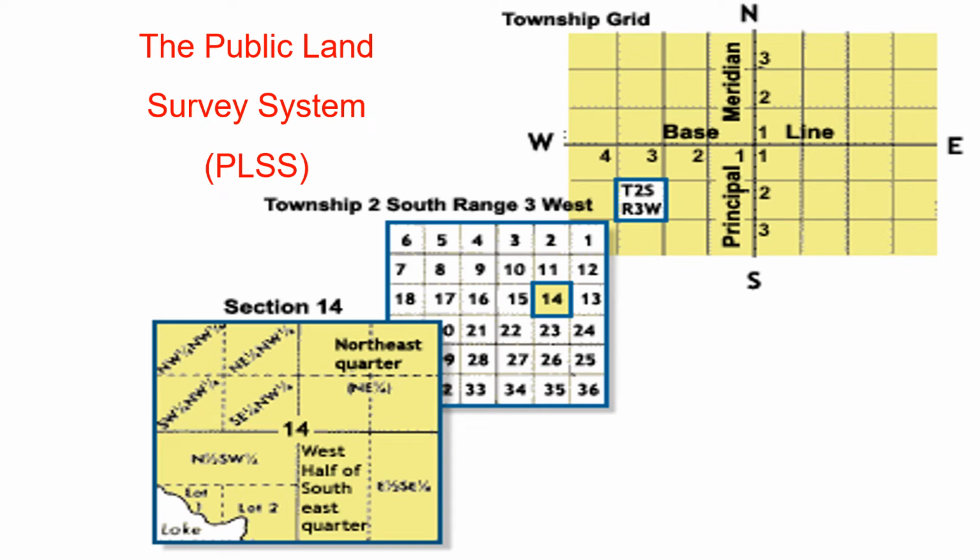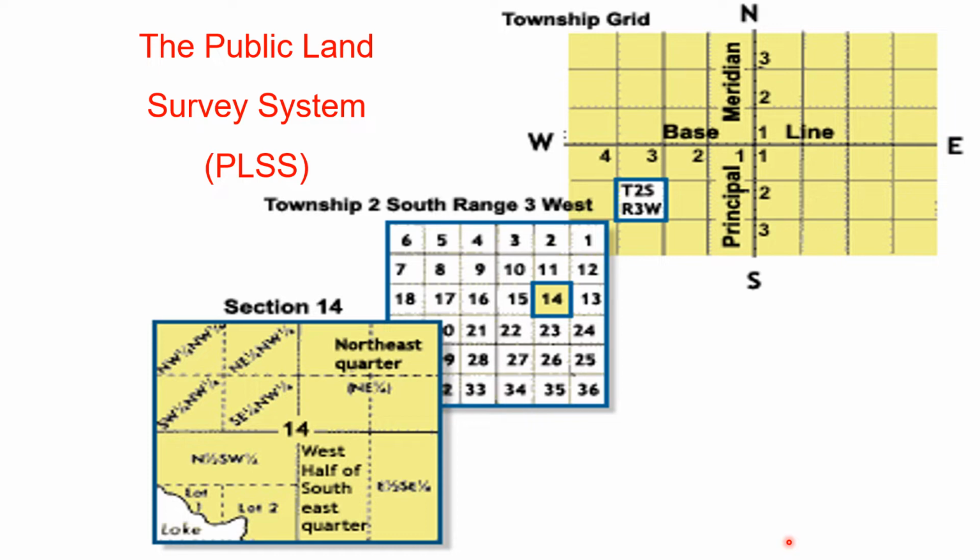This is an introduction to the Public Land Survey System. That's the name of the system in the United States and most states, which allows us to geographically locate parcels of land on the surface of the earth. As you can probably imagine, this is really critical for natural resource management because everything that we do in natural resources has a spatial component to it.